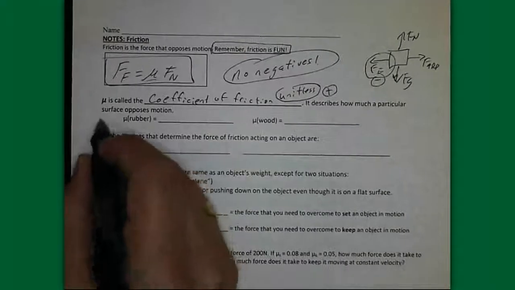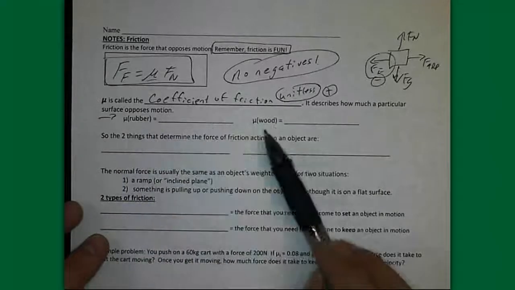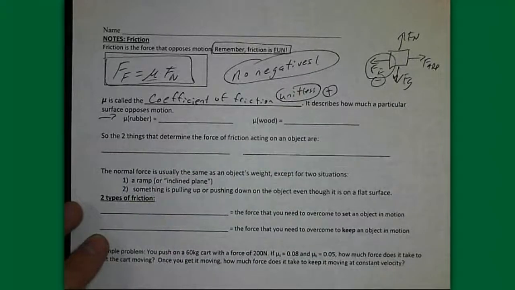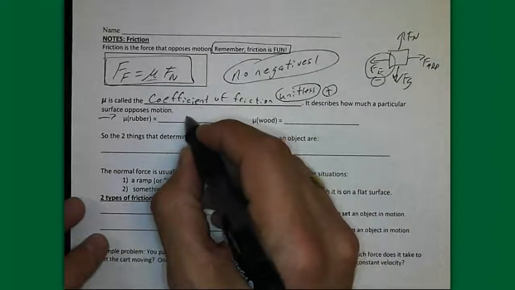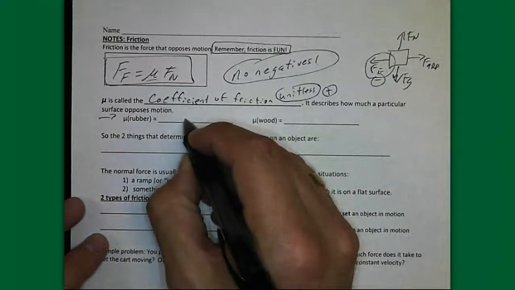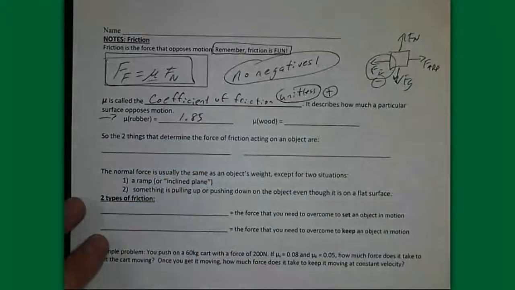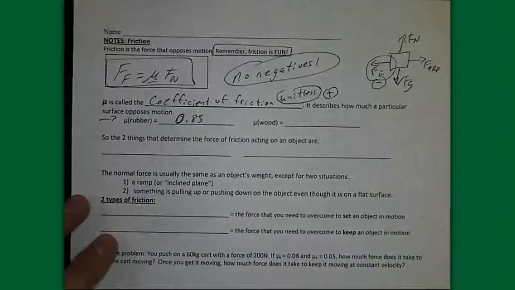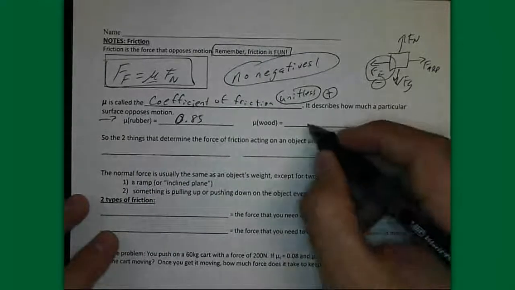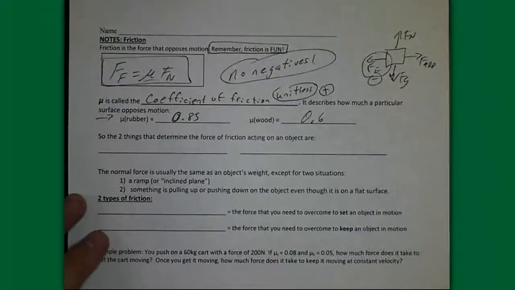If you do a Google search for these two things, coefficient of friction for rubber and the coefficient of friction for wood, you may find a lot of different things, but hopefully for rubber you'll find something between 0.8 to, I don't know, 1.2, something like that. So we'll just call it 0.85. And the mu for wood, we can call this 0.6. Okay, remember these numbers are unitless.